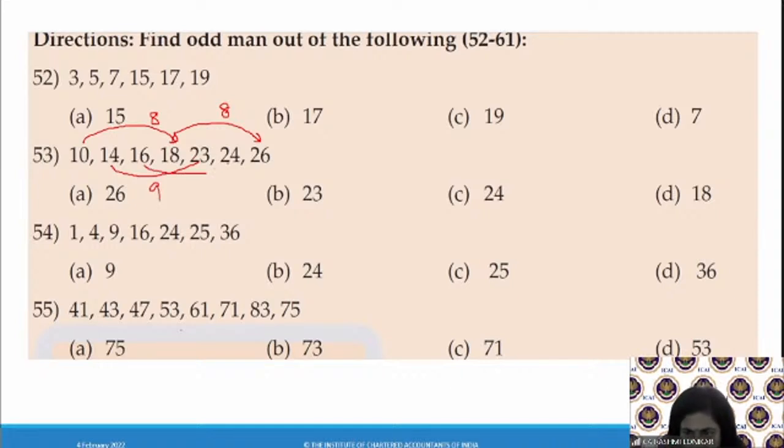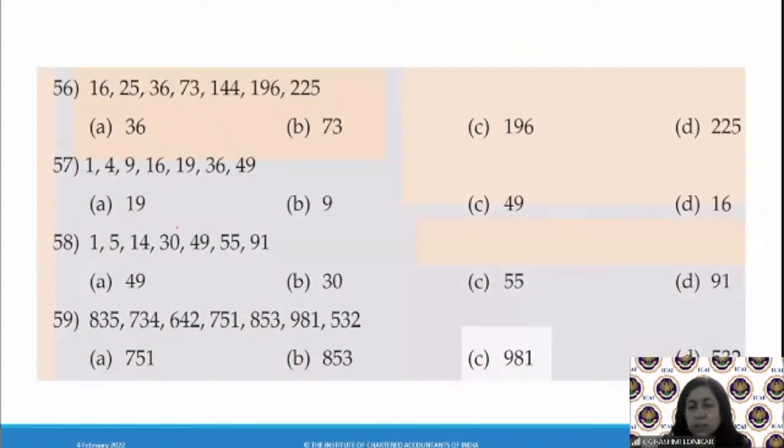24 minus 16. Difference is 8. And 18 and 26. Difference is 8. So what number is incorrect? 23 is incorrect, because when I am moving 4, I am getting the difference as 8. So B will be the correct answer. That is the number which is wrong. So this is the way you are supposed to be doing the sum.